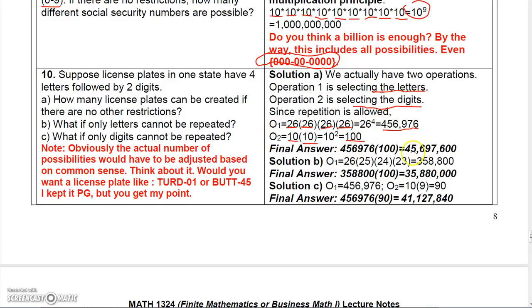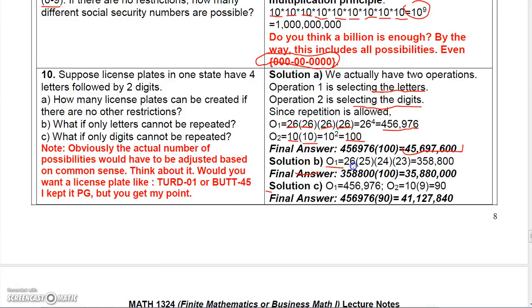So multiplying them together gives me 45,697,600 license plates possible. Now, if I say only the letters cannot be repeated, so that means we can repeat the digits, then if the letters cannot be repeated, then when I do the letters, I have to... here we go.